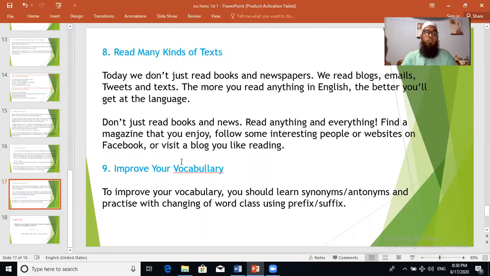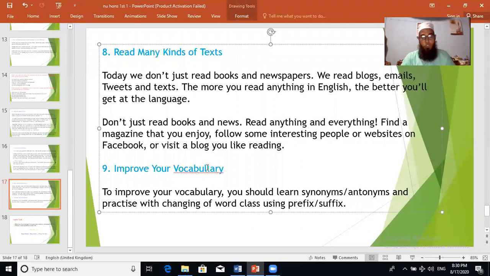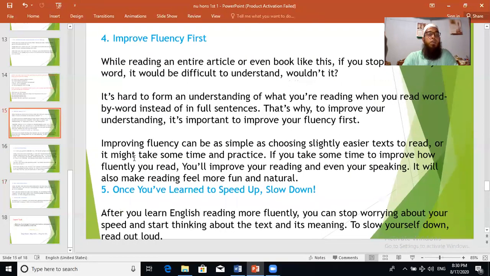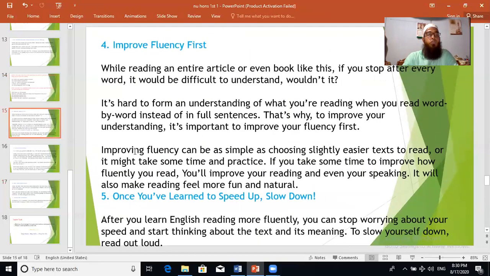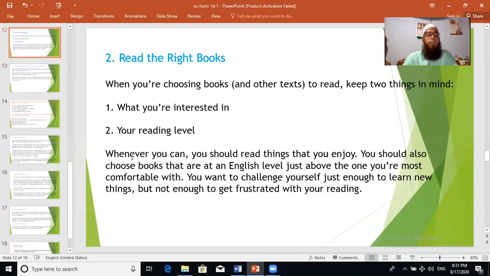And last but not least, number 9, improve your vocabulary. You need to improve your vocabulary to develop your reading skills. To improve your vocabulary, what can you do? You should learn synonyms, antonyms, and practice changing word class using prefix and suffix. That's the technique to improve your vocabulary. So you see, these are the steps. Just at a glance, try to see those steps actually.